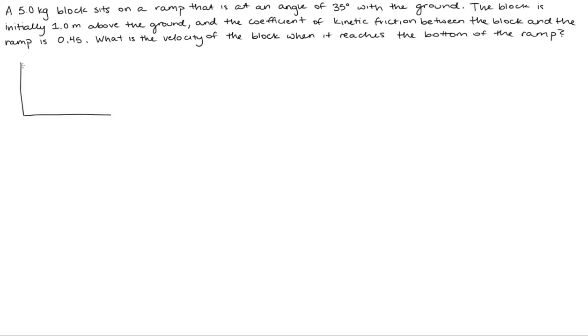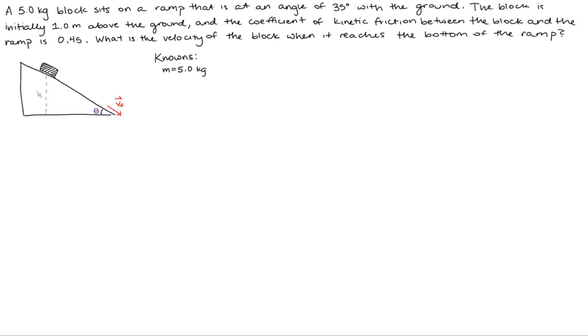We will draw a picture of the situation, labeling the angle of the ramp to the ground theta, the initial height of the block h, and the final velocity, which we expect to be parallel to the surface of the ramp. Now we will list our knowns and unknowns.